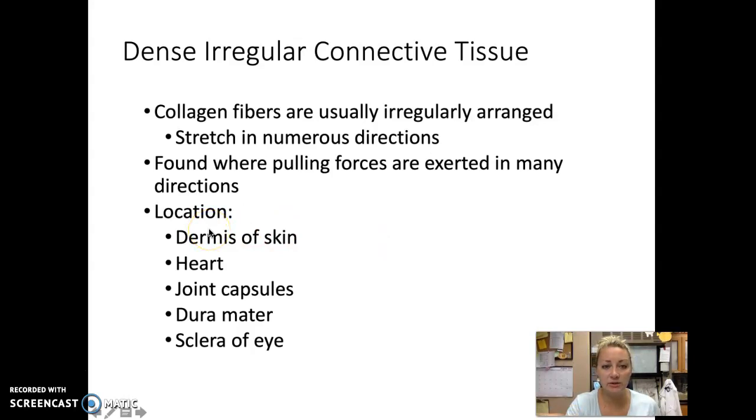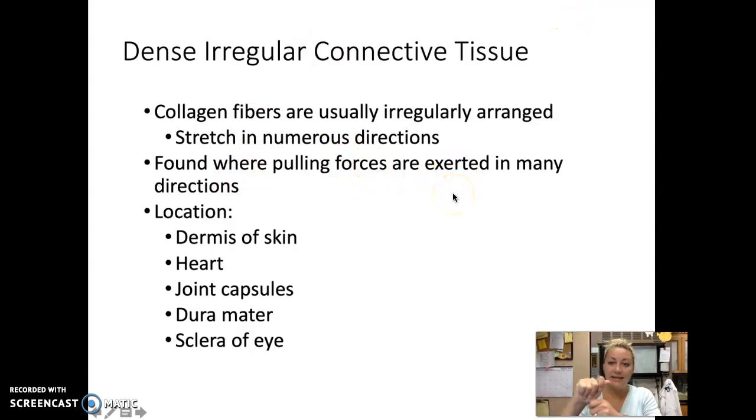Dense irregular tissue, where do we have this? In our joint capsules, your heart, the dermis of the skin, dura mater, which is all along your brain. If you want to know what that looks like, it looks a lot like the sclera of your eye. It's made of the same material. Okay, so dense irregular material is found where pulling forces are exerted in many directions.